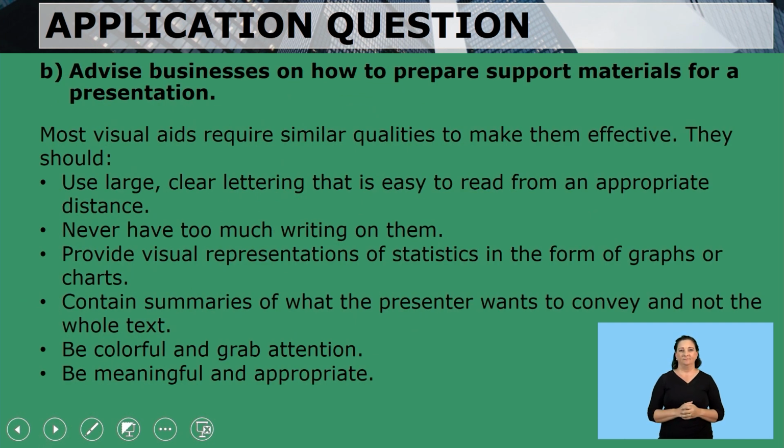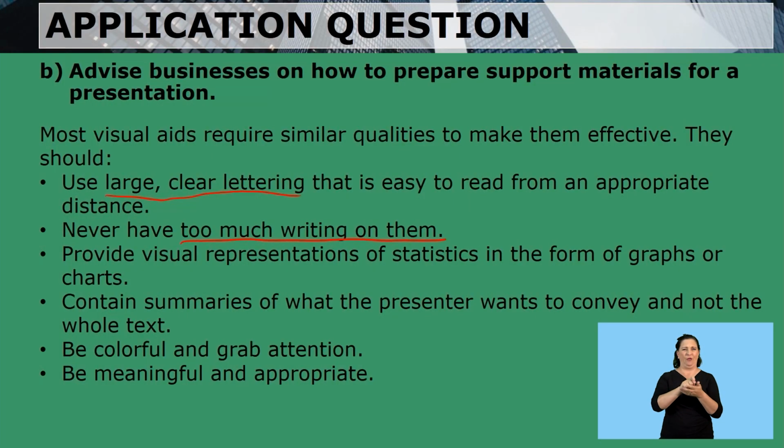All right, this last question said, advise businesses on how to prepare support materials for a presentation. So most visual aids require similar qualities to make them effective. They should use large, clear lettering that is easy to read from an appropriate distance. Remember, you're using support materials to accommodate everybody in your audience. So you don't know the challenges that they might be having. Others maybe are visually impaired. Maybe they cannot see clearly from a distance. So you need to accommodate everybody.